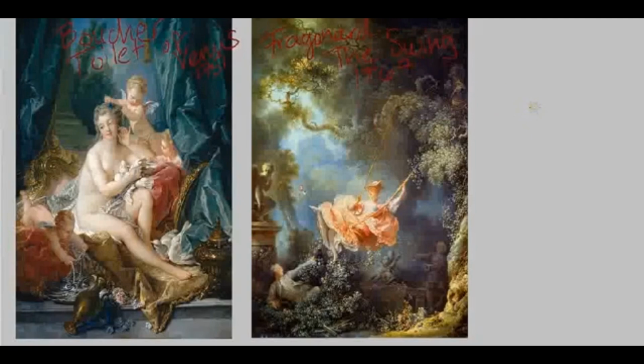Now, both of these, I think you can see right away, we've got something new going on in the art. These look quite different than the paintings we saw in France under Louis XIV. And not only in the way they're painted, but also the subject matter is consistently more lighthearted. And in both of these paintings, and this is another hallmark of Rococo art, are themes of love and eroticism. So on the left is the Toilet of Venus.